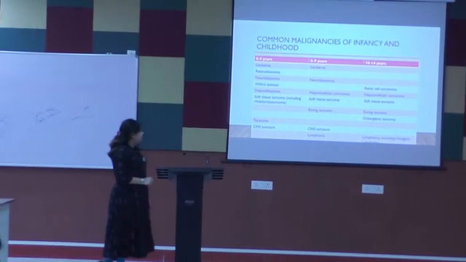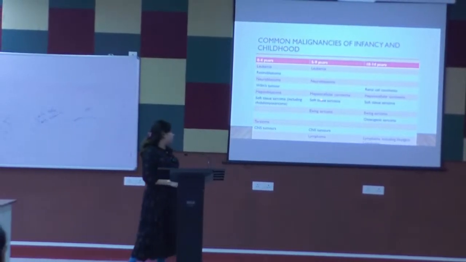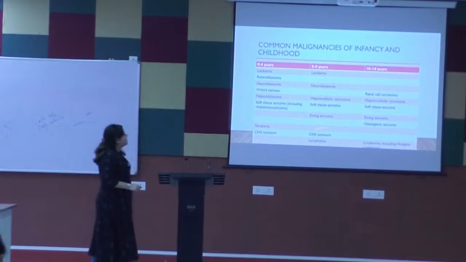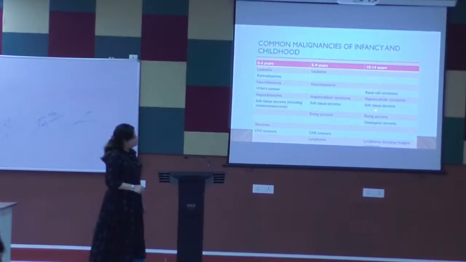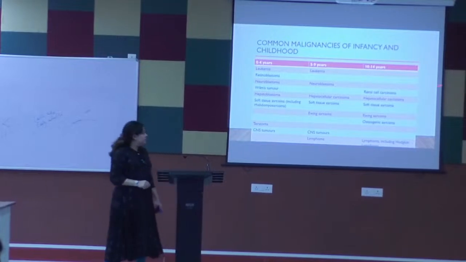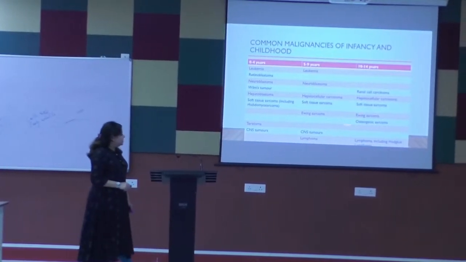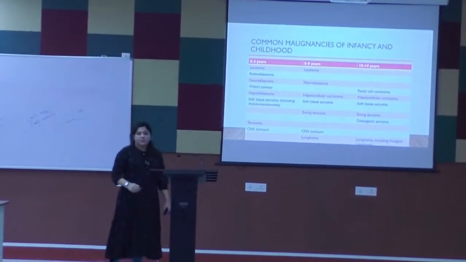5 to 9 years এ কি হয়? Leukemia, neuroblastoma, hepatocellular carcinoma, soft tissue sarcoma, Ewing, CNS, lymphoma. 10 to 14 years এ renal cell carcinoma, hepatocellular carcinoma. This is from Robbins. Soft tissue sarcoma, Ewing's, osteogenic sarcoma, lymphoma.